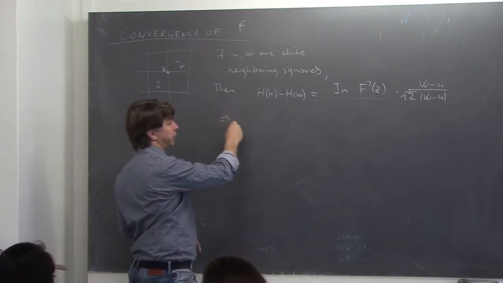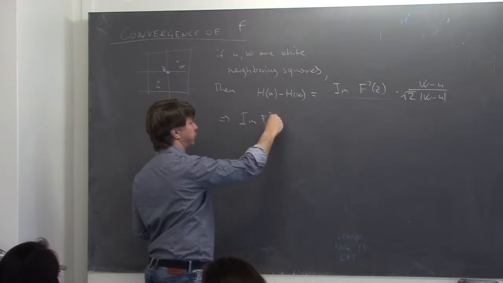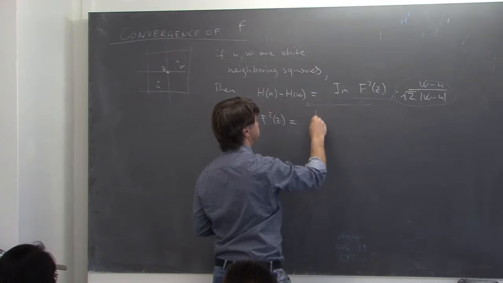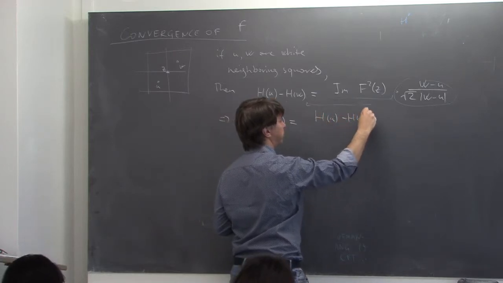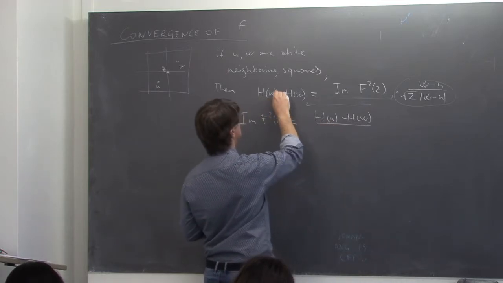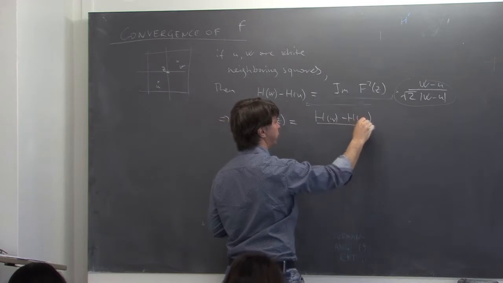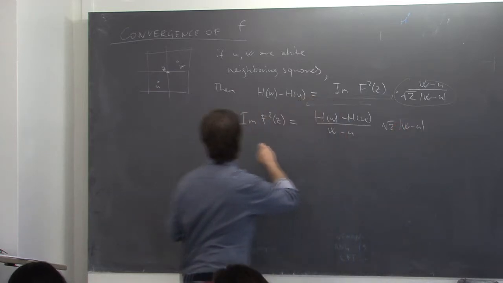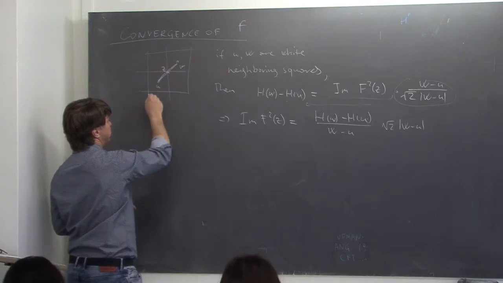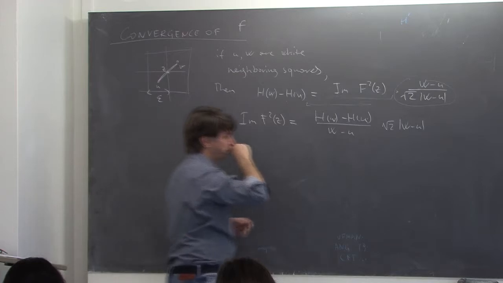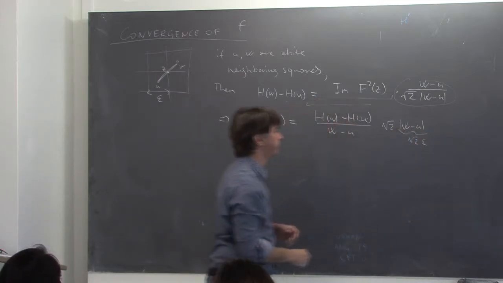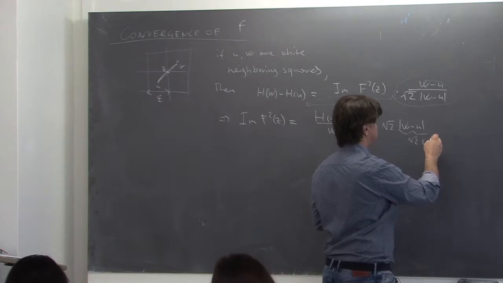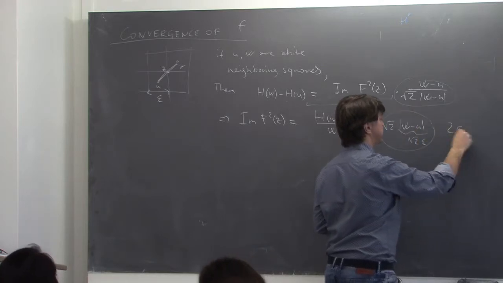We can rewrite it as the imaginary part of F squared of Z is equal to, let's just move everything else to the right-hand side, H of W minus H of U over W minus U, times square root of 2 W minus U. And W minus U is basically a diagonal, so the lattice mesh is epsilon, so W minus U is square root of 2 times epsilon. Everything is correct, yes. So here is the missing square root of 2. So this whole thing is twice epsilon.